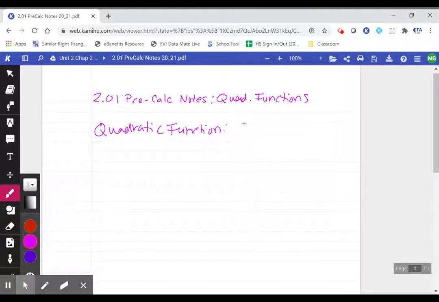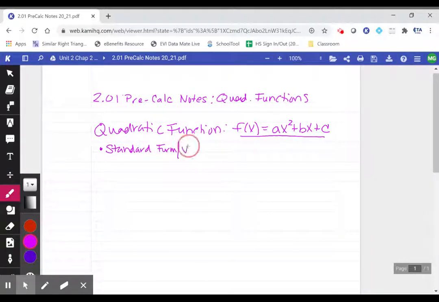Typically we have worked with our quadratics mainly in ax squared plus bx plus c, which is what we always called standard form. We're going to call that more like an expanded form. So standard form or vertex form is a form that you can easily take the vertex from.